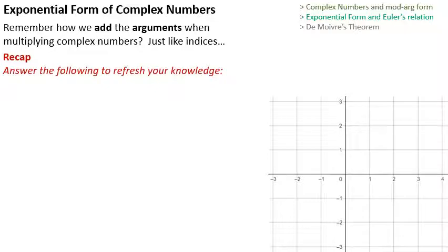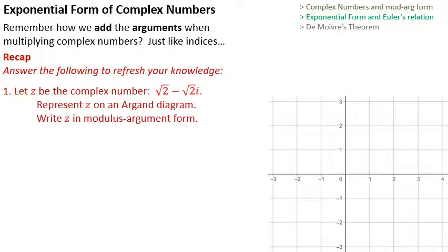So here's a few questions that I'd like you to have a go at. You might need yourself a little Argand diagram like mine. Start with this. Can you represent the number √2 minus √2i on an Argand diagram and also write it in modulus argument form? Remember, with the cos thetas and sin thetas.